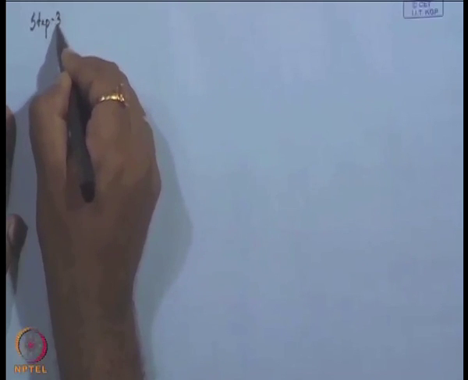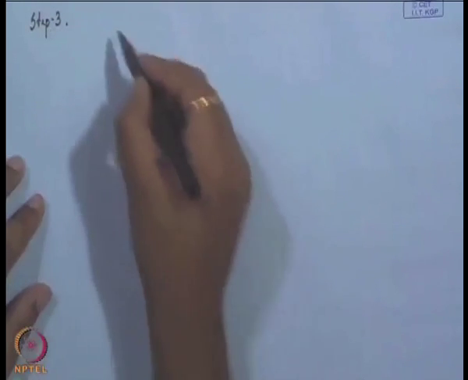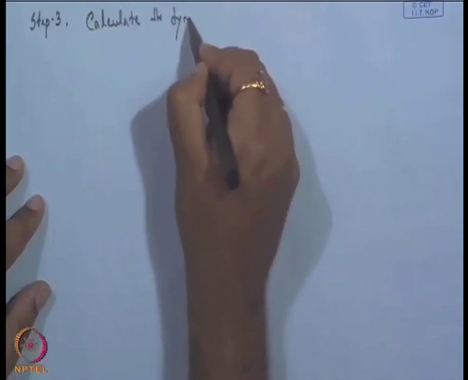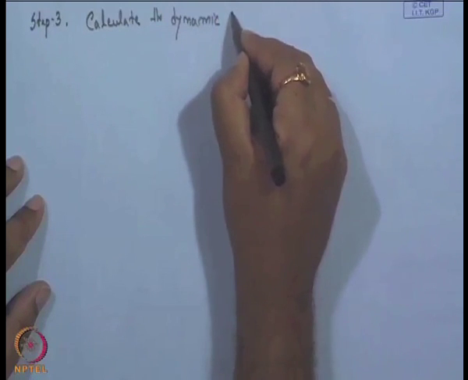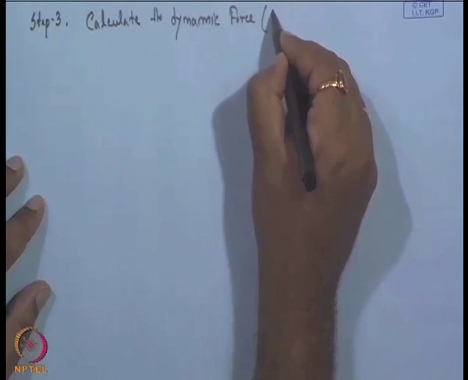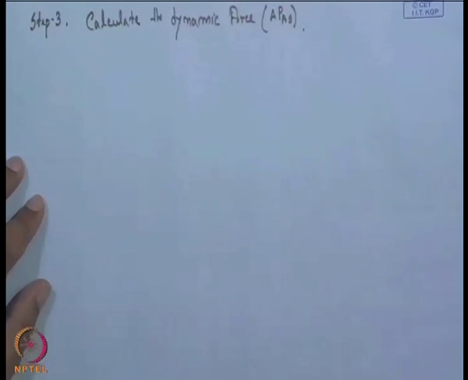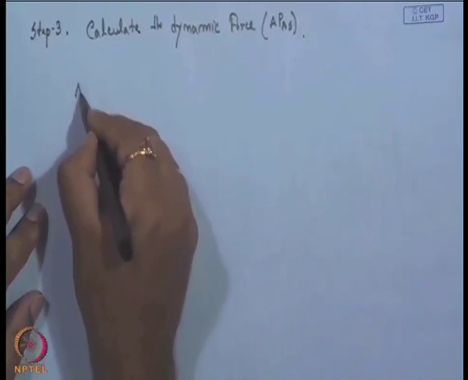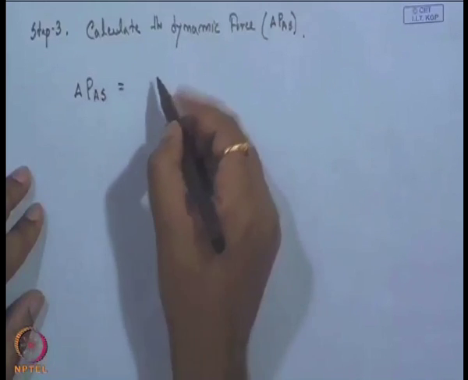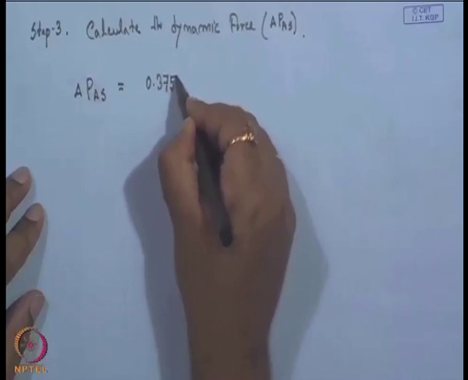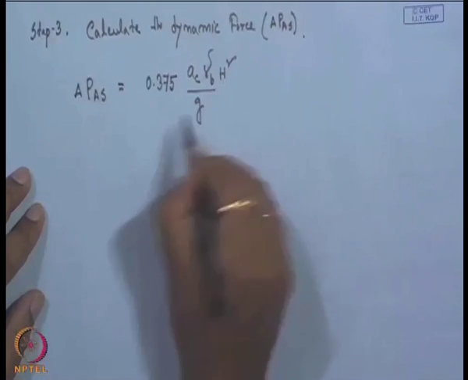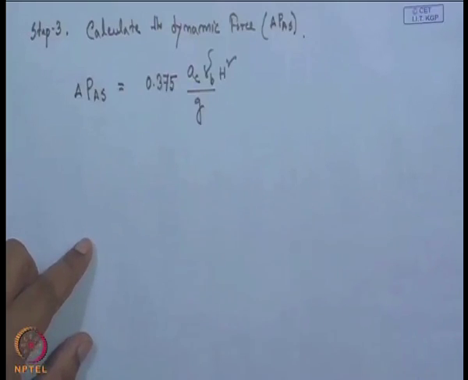Now, step 3: once we get A max, calculate the dynamic force, this delta P A S. So, what is the additional force due to this earthquake condition? This delta P A S we can calculate by using this expression: 0.375 A c gamma b H squared by g. Now, what is gamma b?